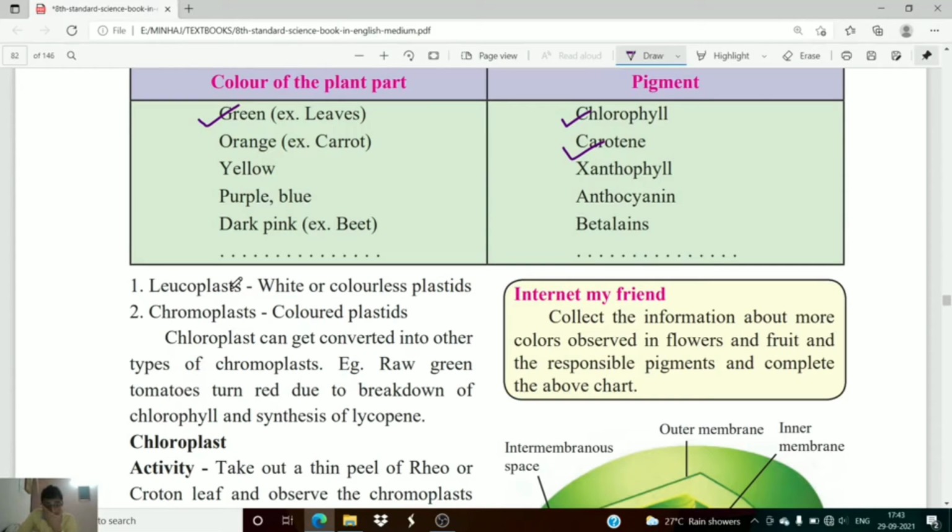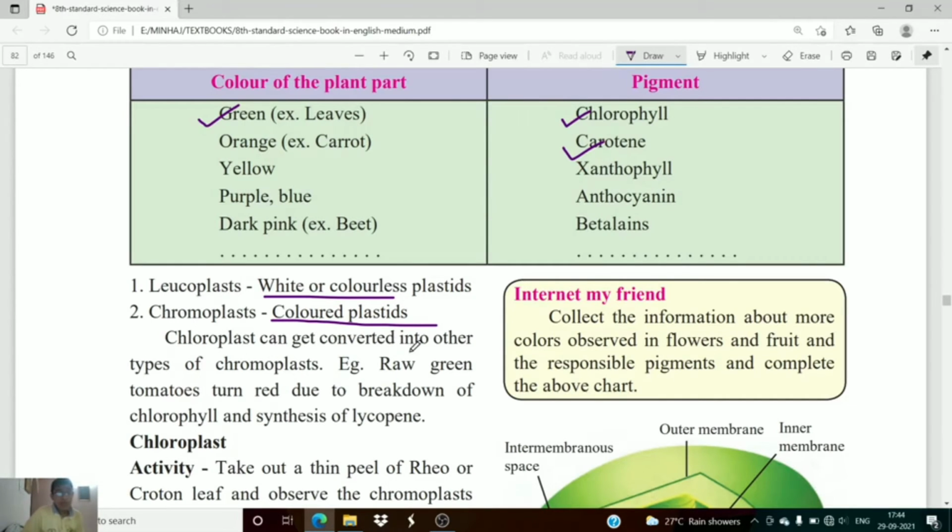Now let us see what leucoplasts are. Leucoplasts are nothing but white or colorless plastids. Some plastids which are white in color or colorless are called leucoplasts. Then chromoplasts are colored plastids. So plastids with different colors are nothing but chromoplasts.